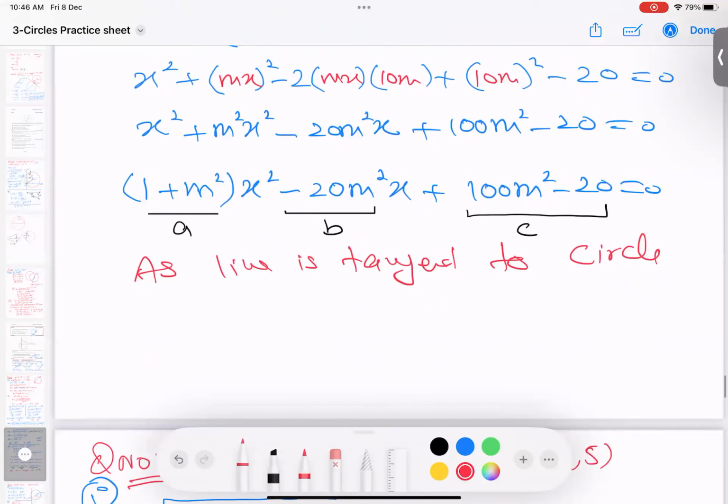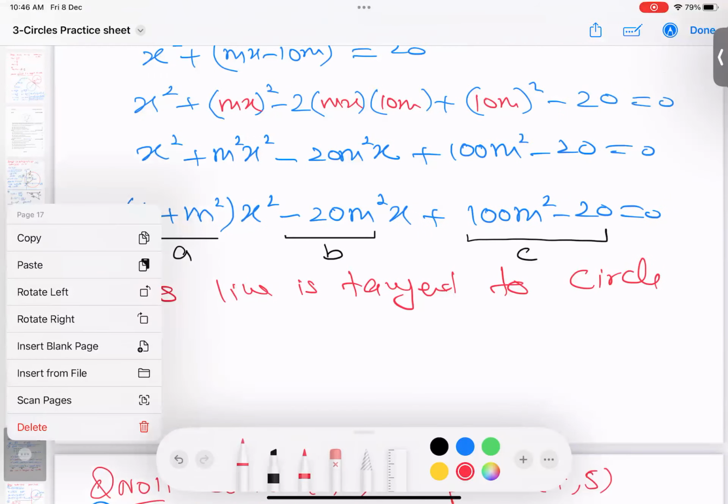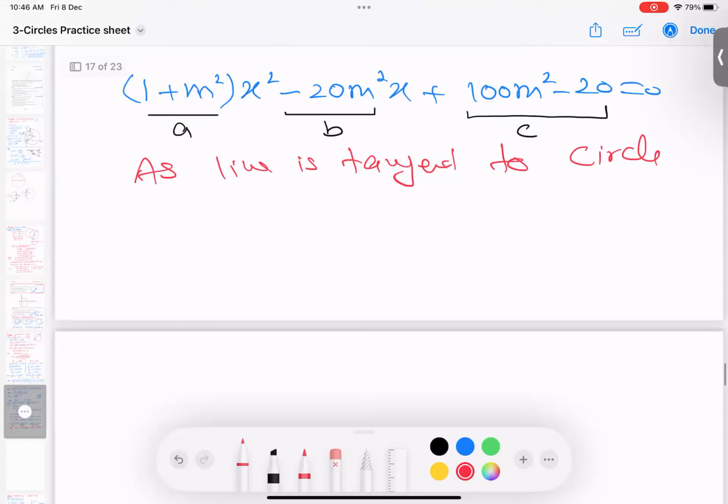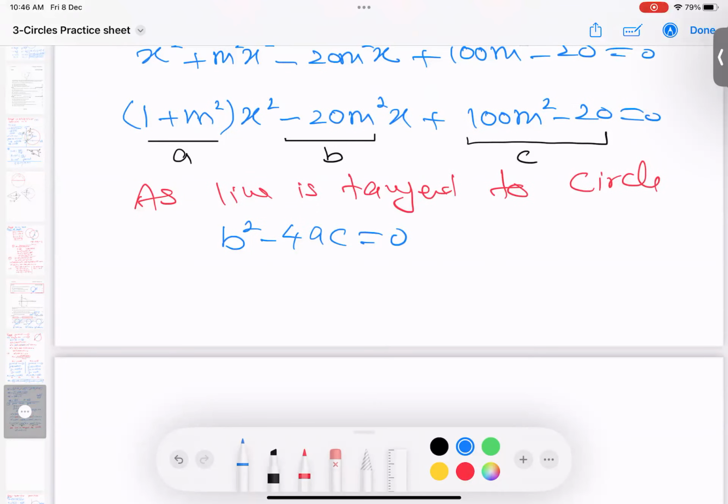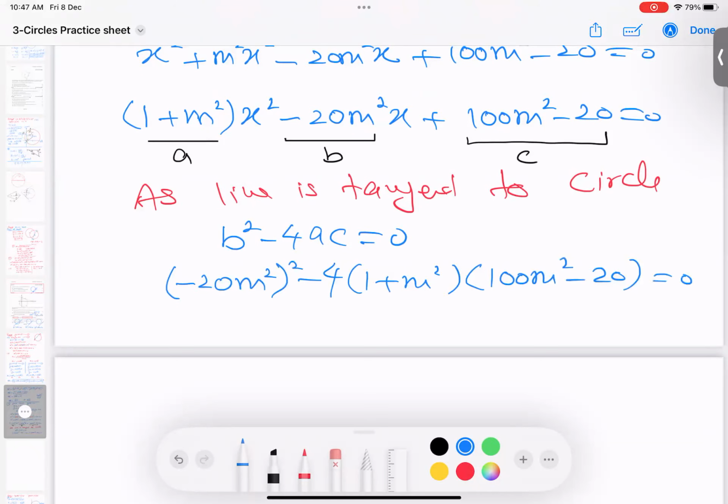So what situation can I use? I can use one simple idea. And what is that? I can say here b squared minus 4ac equal to 0. So let's try to use it. But there is a lot of chance of mistakes, so be careful. So this whole thing coming from here, including the minus sign, is for a. A is this full thing. I'm writing it here, 1 plus m squared, and c is this whole thing. And a lot of algebra there, and attention is required here.